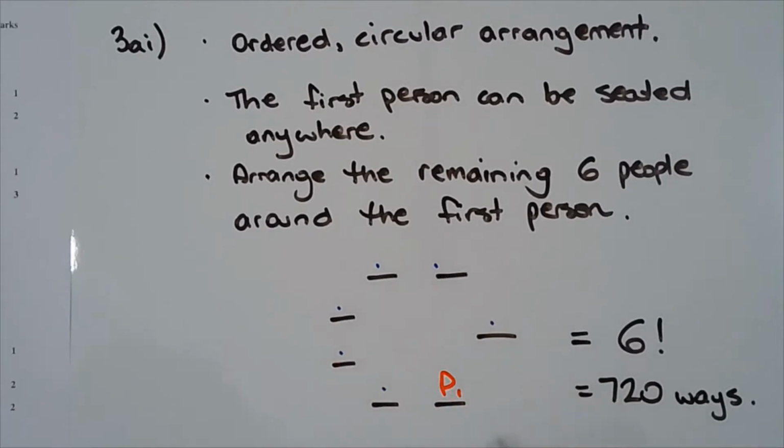Here is a circular dash diagram that may represent the situation. So I've just picked a random person, say person 1, seated them somewhere around the circle, it doesn't matter where, and then we arrange the remaining 6 people around person number 1. And this can be done 6 factorial ways or 720 ways.